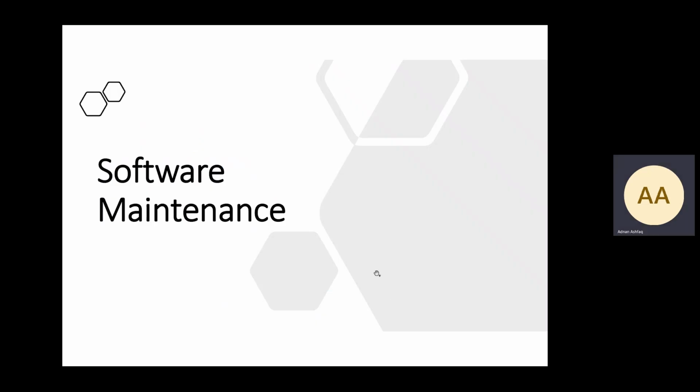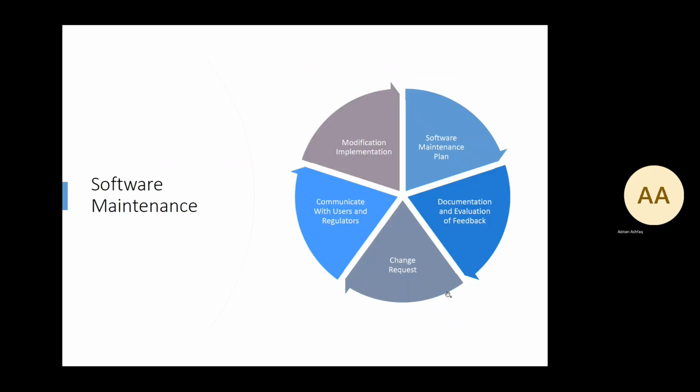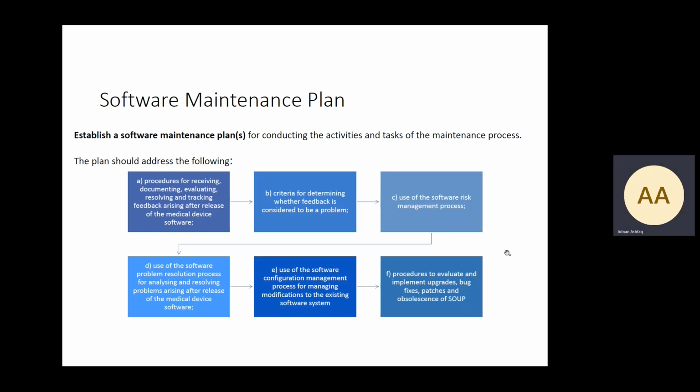So moving now on to software maintenance. For software maintenance, these 5 elements will be looked at: starting with a software maintenance plan, documentation and evaluation of feedback, change request, communicate with users and regulators, and modification implementation. So what does the software maintenance plan mean? What does it include? The plan should have the following.